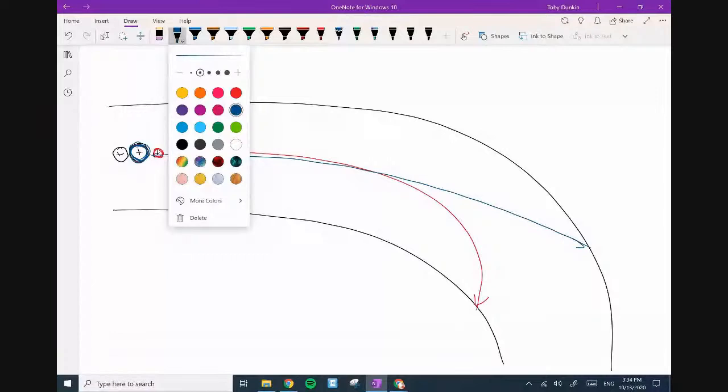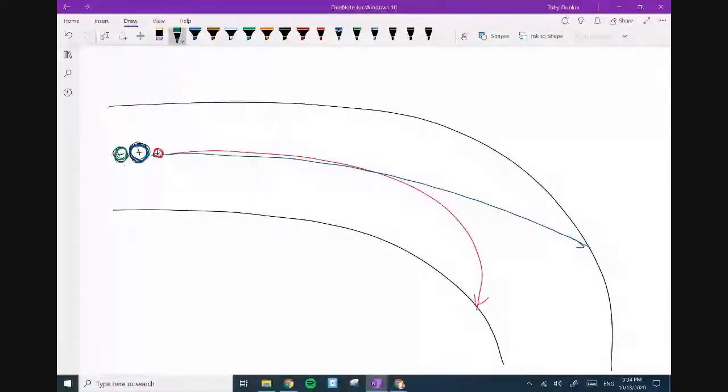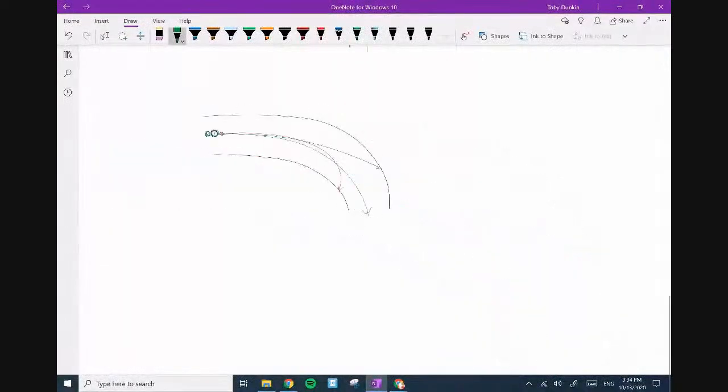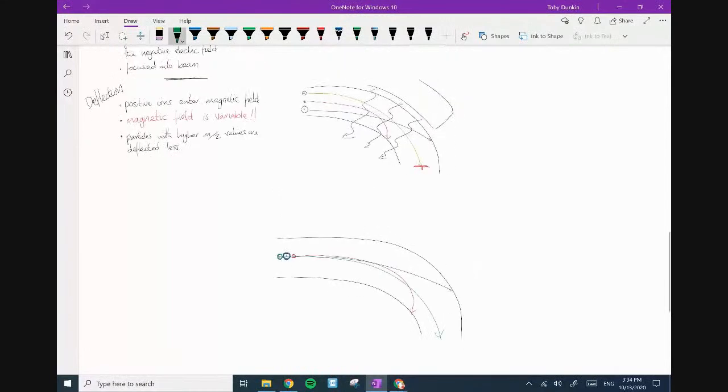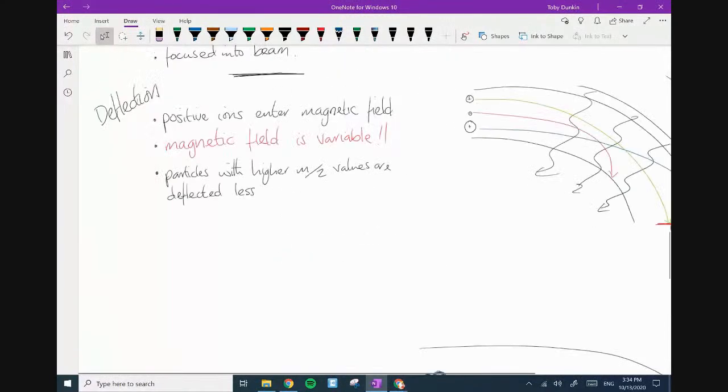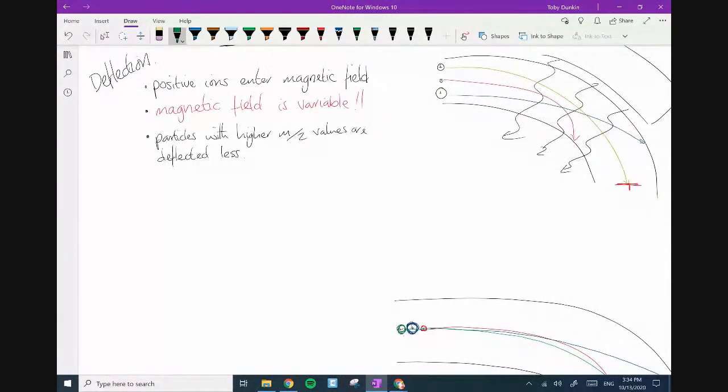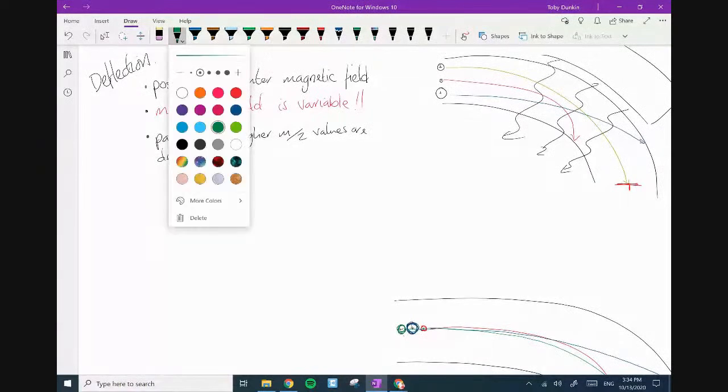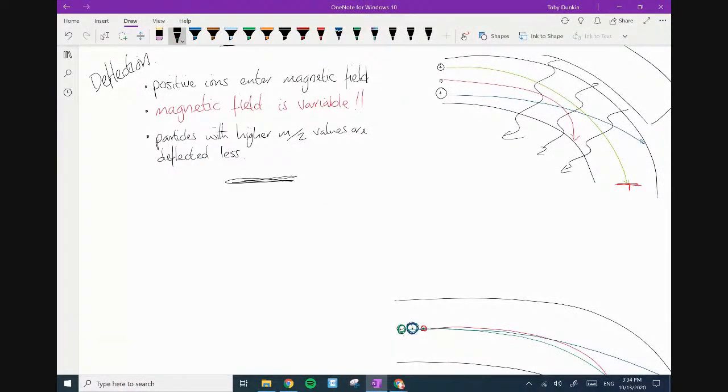Whereas the green one is the one that makes it right through. And we can vary the strength of this field. So you can do some rather clever bits with this. So now we need to talk about detection. Last stage in the mass spec device. Last stage, detection.